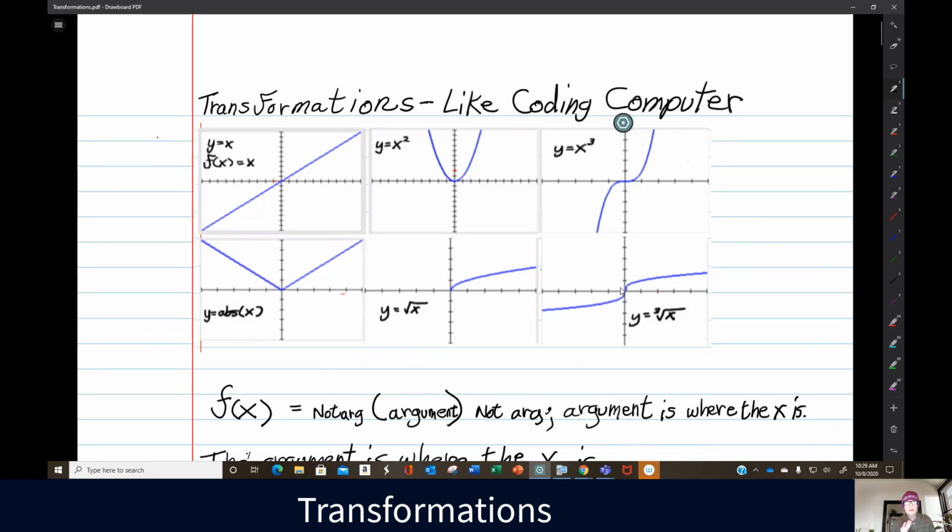Now we are going to proceed to talk about the kind of computer coding, which is what transformations is like. How we're going to do it and how we're going to move these little guys and change their shapes.